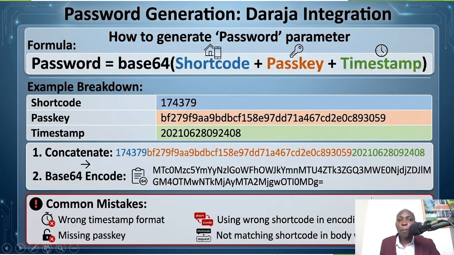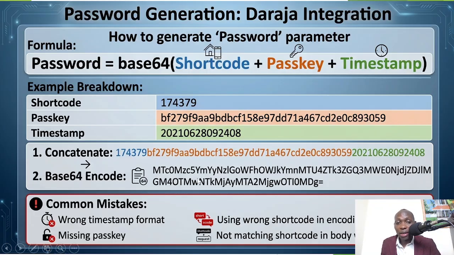Let us continue. So password generation. I have shown you that you need a password to authorize your transaction on M-PESA, and how is this password generated. I am explaining this formula. Your password is generated by base64 encoding of your shortcode, passkey, and timestamp. Example, if your shortcode is 174379 and your passkey is this and your timestamp is this, then first of all, you concatenate all the three.